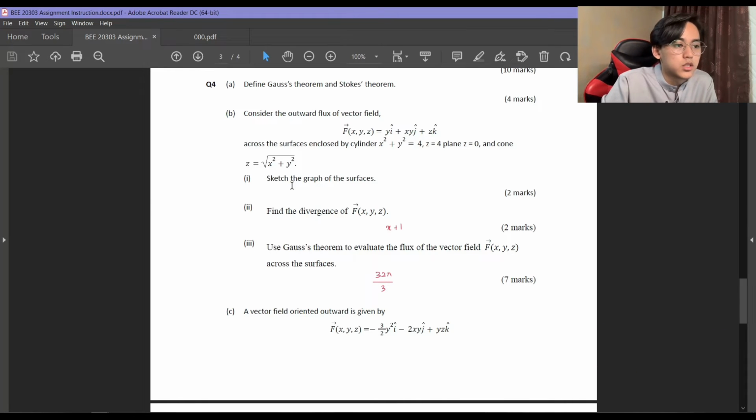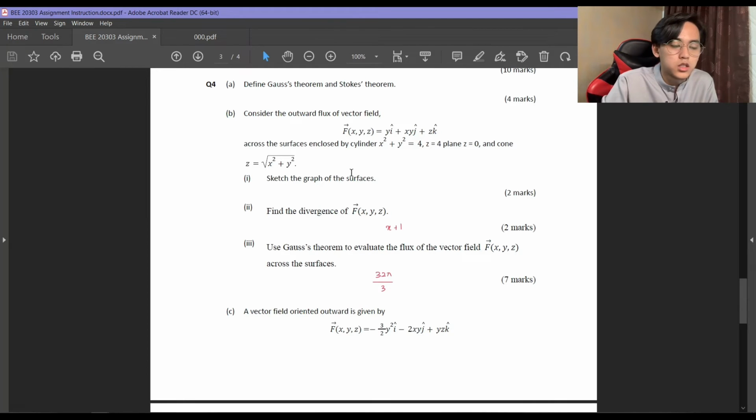So we'll continue with question 4B. The first question is to sketch the graph of the surface. The surface that we need to sketch is a cylinder where the equation is x^2 + y^2 = 4, where z = 4 and z = 0. The second surface is a cone, which has the equation z = square root of x^2 + y^2.